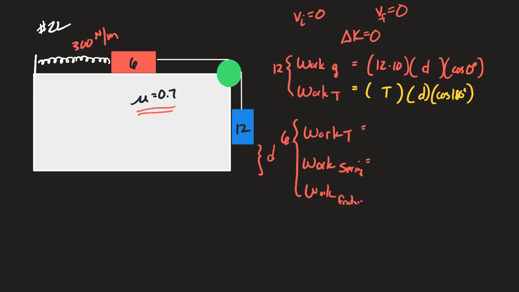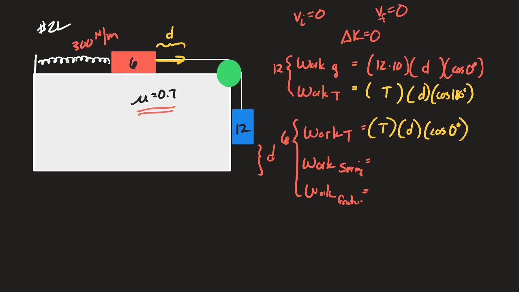Okay. Tension. We don't know what the tension is, so I'll just have to put T there. Can we all agree that this block moves a distance D this direction? Okay, so that's going to be D. And can we all agree that the tension is in the same direction as the direction the box goes? So that'll be cosine 0 degrees.